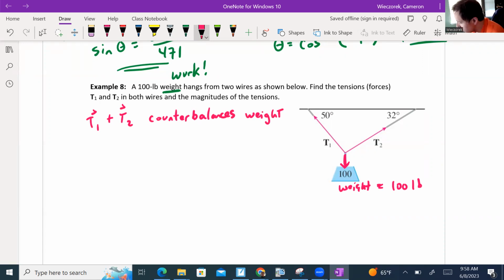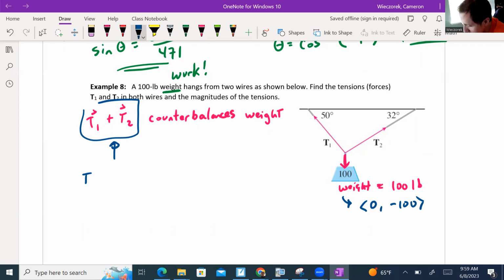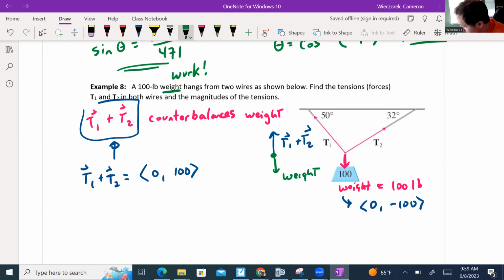So in other words, if your weight is pointing down, your final vector T1 plus T2 is going to have to point directly upwards. So I know this weight, if I represent this as a vector, it's pointing straight down, is going to be 0, negative 100, since it's pointing in the direction of the negative y-axis. Well, that tells me the other final resulting vector, T1 plus T2, has to point directly upwards. And so it should have component form of 0, positive 100. So T1 plus T2, it's like a little free body diagram from physics, has to counteract that gravity, that weight. Okay.